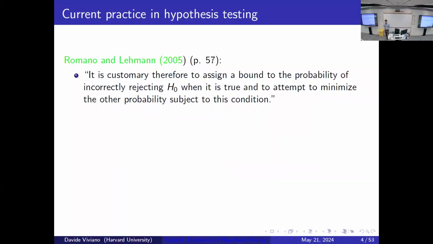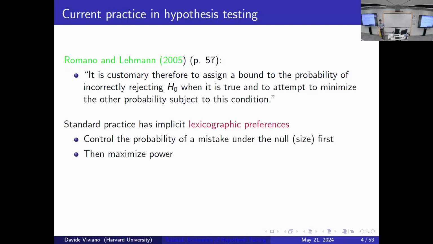So what is the current practice today? This is a quote from Romano and Lehmann, and the quote says, this customary effort is to assign a bound on the probability of incorrectly rejecting the null hypothesis when it is true, and attempt to minimize the other probability subject to this condition. So what we see in practice is a form of lexicographic preferences in the way we conduct hypothesis tests. So we first really care about size control, and then given size control, we want to maximize power. And so this leads us to all sorts of questions.